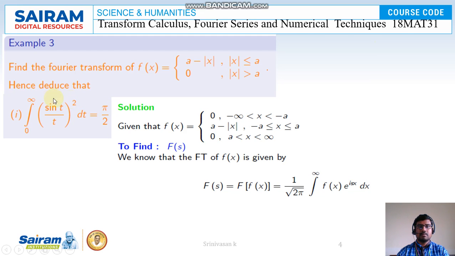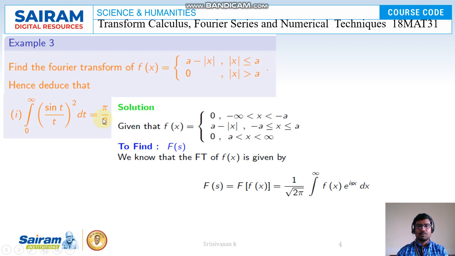First problem: find the Fourier transform of f(x), where the function is a minus modulus x when modulus x is less than or equal to a, and 0 when modulus x is greater than a. Hence deduce that the integral from 0 to infinity of (sin t divided by t) the whole square dt equals pi by 2.